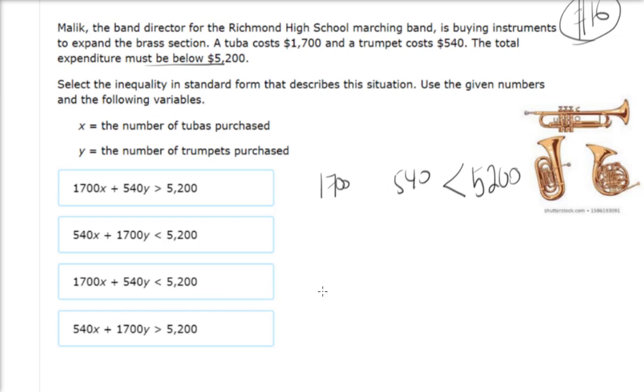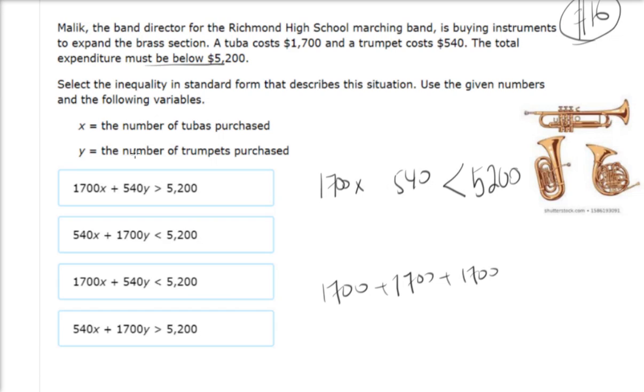All right, so we're going to add 1,700 plus 1,700. So each time we buy a tuba, we're going to add 1,700. So it depends on how many. So X would be 3. If there was 3 tubas, we would add 1,700 plus 1,700 plus 1,700, 3 times if we bought 3 tubas.